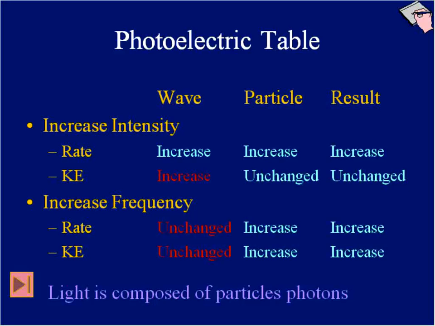If you increase the brightness of the source, from a 40 watt bulb to a 100 watt bulb or a 1000 watt bulb, and you throw its light on the metal, what happens to the current? It increases. Look at this. Kinetic energy, nothing happens. Nothing happens to kinetic energy, whether you use a 1000 watt bulb or a 100 watt bulb.